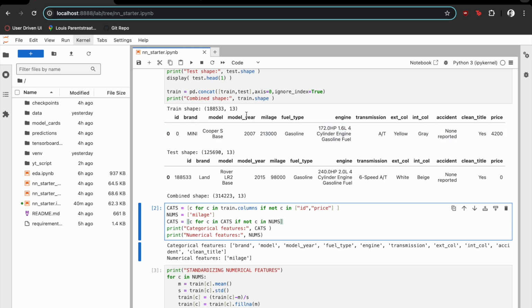Some might confuse, hey, model year, that's a numerical value too. Why isn't it a numerical feature, but you have written it as a categorical feature?